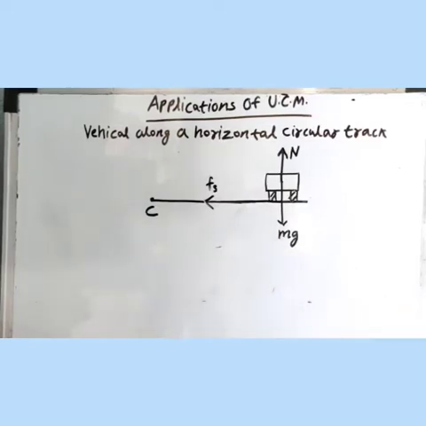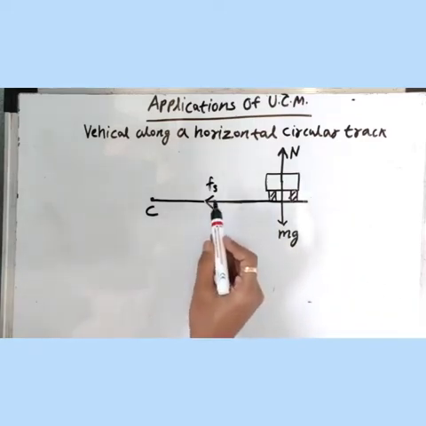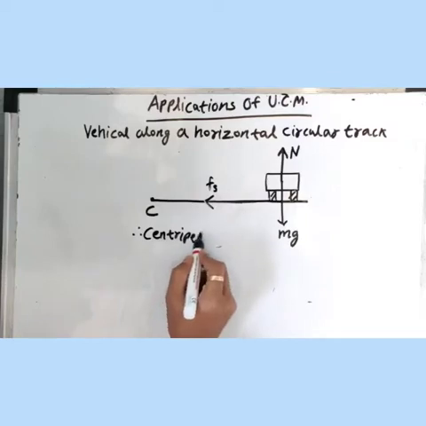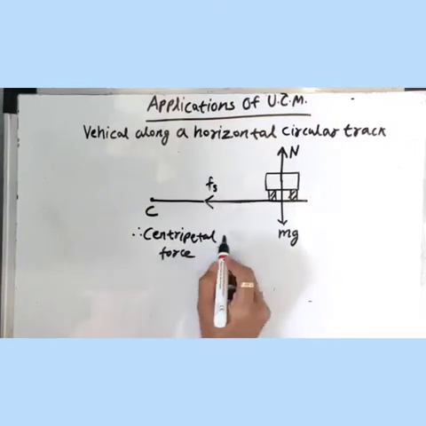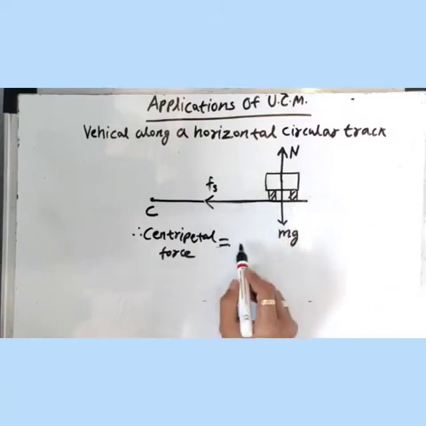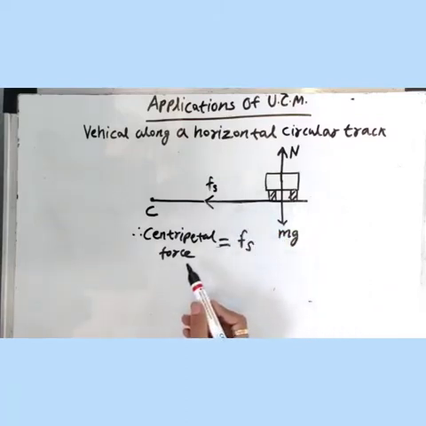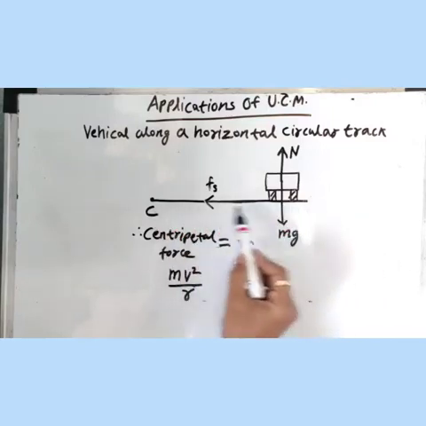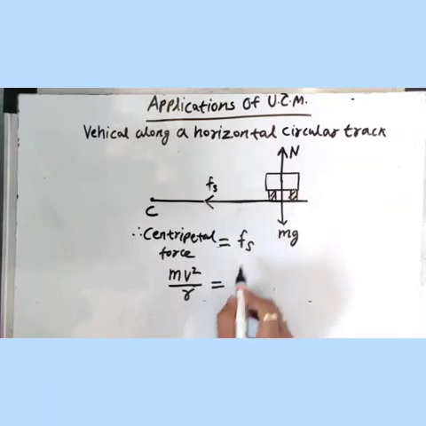From this diagram, it is very clear that this force of static friction is directed along the radius and toward the center of the circle. It means this force of static friction is acting like a centripetal force. Therefore, we can write centripetal force is equal to force of friction, that is Fs. But centripetal force, as we know, can be written as mv square upon r, where m is the mass of the vehicle, v is the speed of the vehicle, and r is the radius of the curved road, which is equal to the force of static friction.